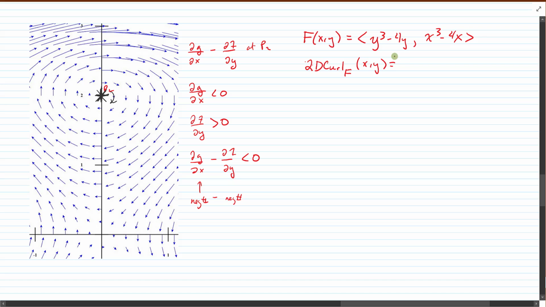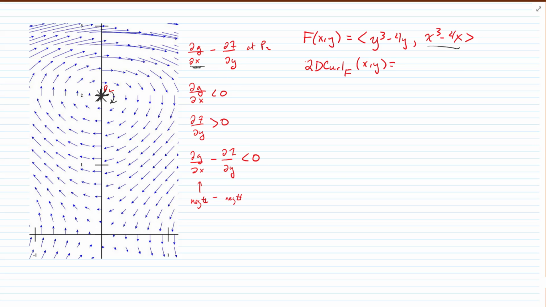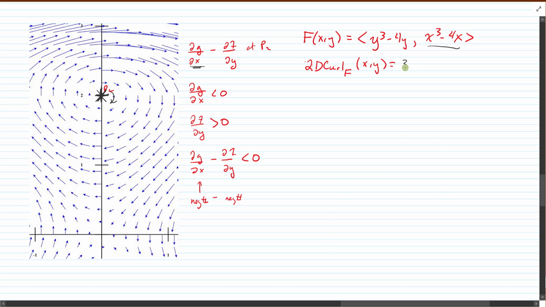Well, we're going to take the partial derivative of g. Careful, here is our g component function, and we're going to take the partial derivative of g with respect to x. So when I do so, that gives me 3x squared minus 4.